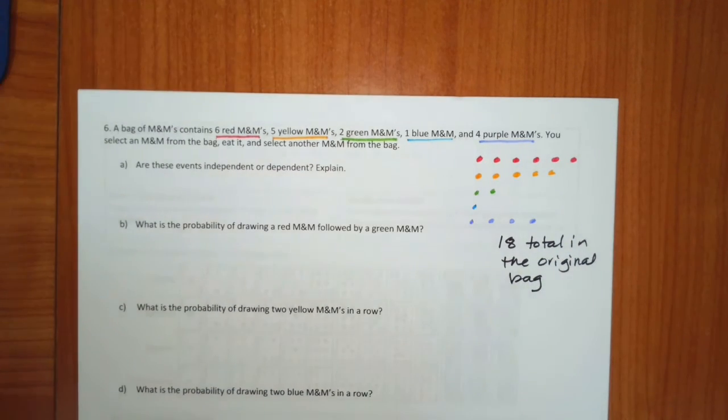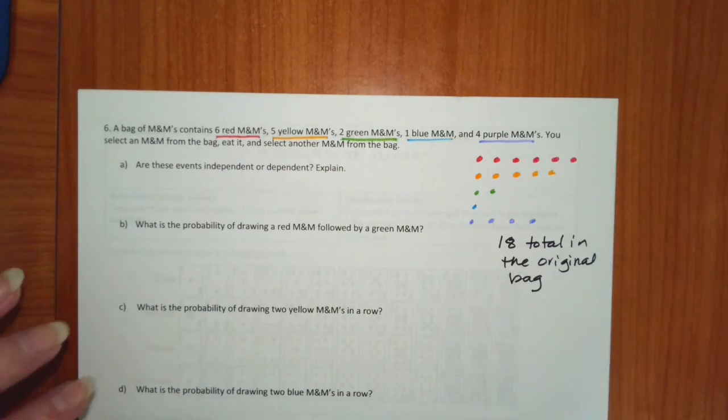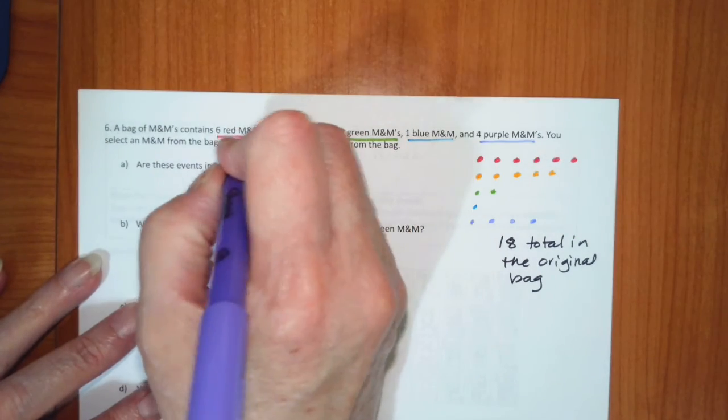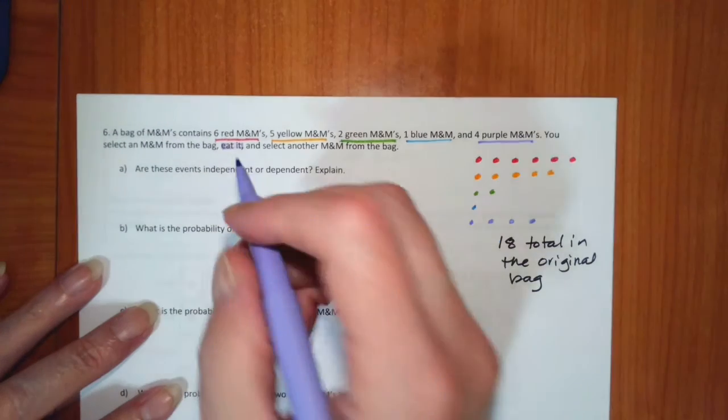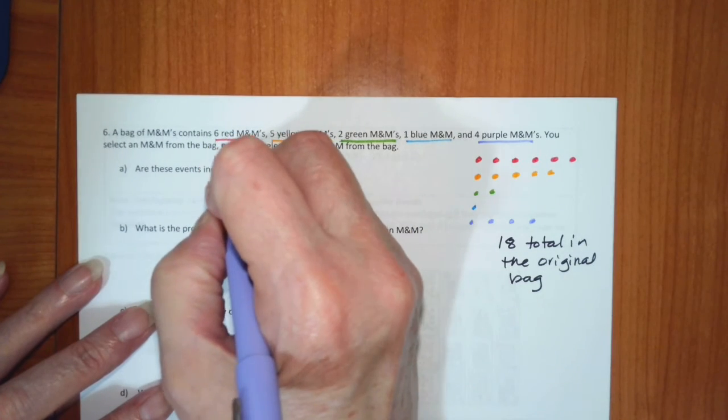Okay, all right, so now I have a visual. I can kind of deal with whatever I'm thrown at. You select an M&M from the bag, eat it, and select another. If you eat it, this means without replacement.